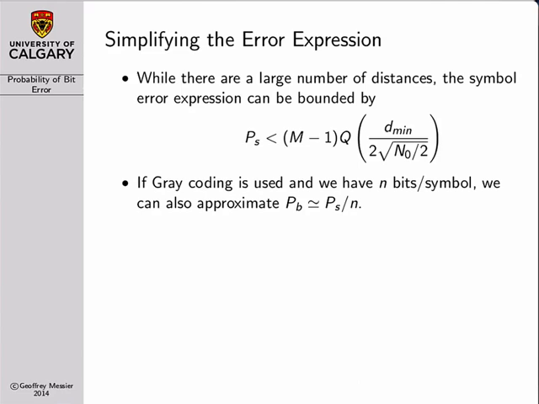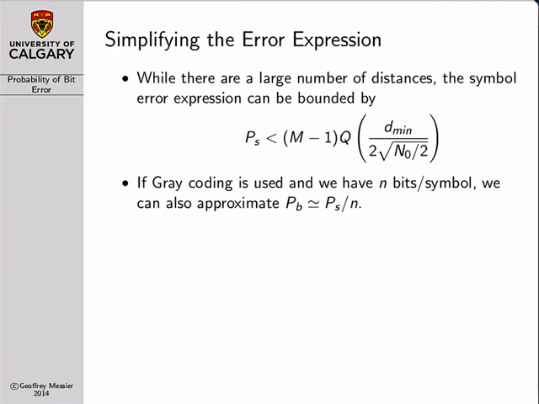And so while there are a large number of distances, we can take a conservative or pessimistic approach, and we could say, well, let's assume that every single point in our constellation is separated by the minimum possible distance, d min. When we do this, this gives us an upper bound on the probability of error.